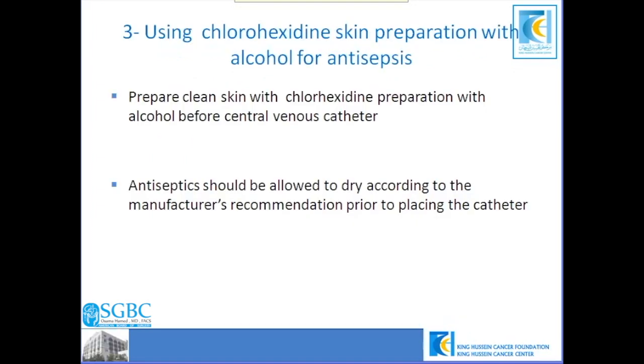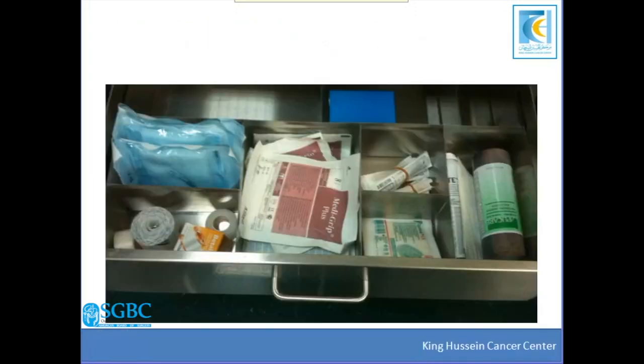Number 3 is using chlorhexidine skin preparation. Again, it's in the policy in detail how you do the skin antisepsis with chlorhexidine, and you should always allow it to dry. When I started here, we had the issue that it's not available in the OR all the time. Anesthesia personnel would really use it, but if it's not there, they won't ask for it. But the OR personnel, or the surgeons, they won't use it because they're not familiar with the best practice guidelines.